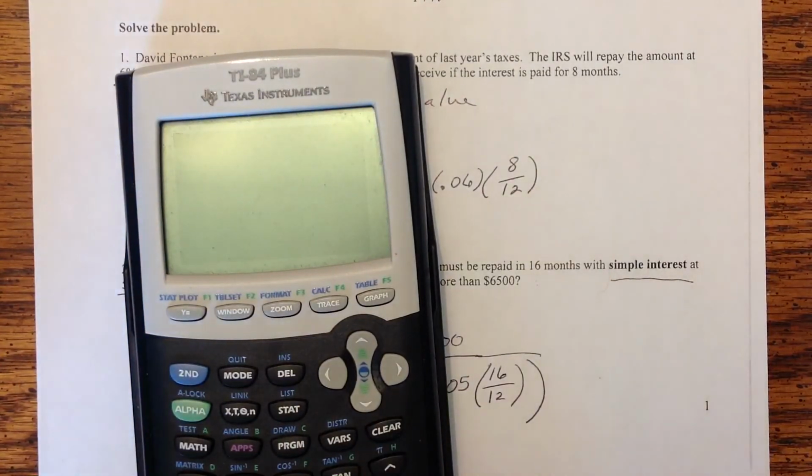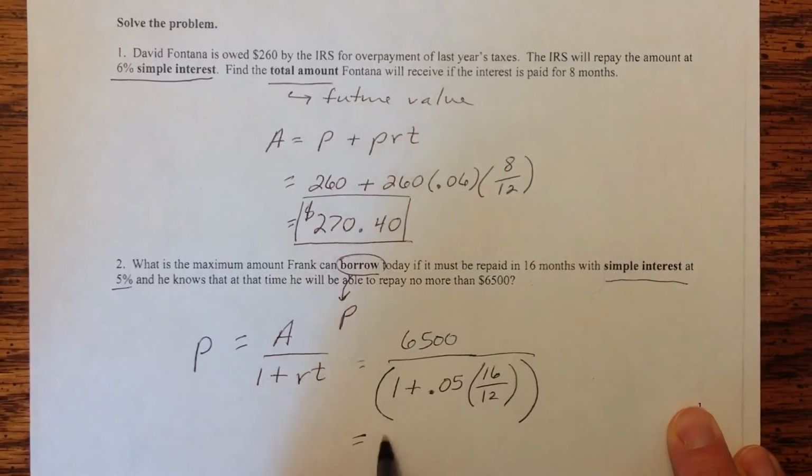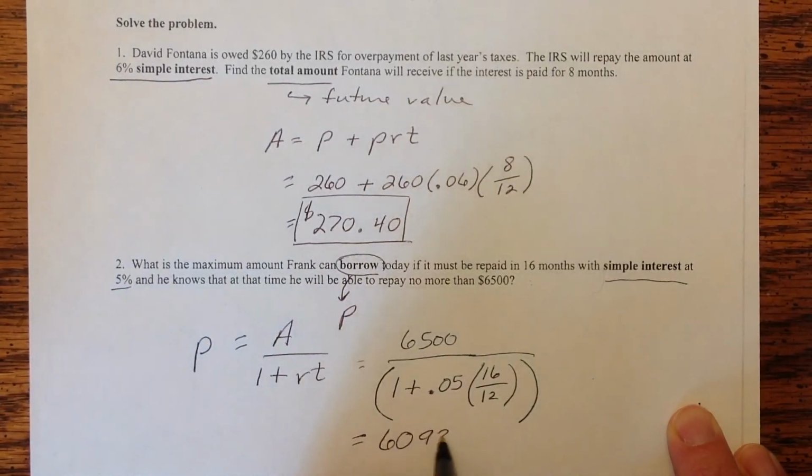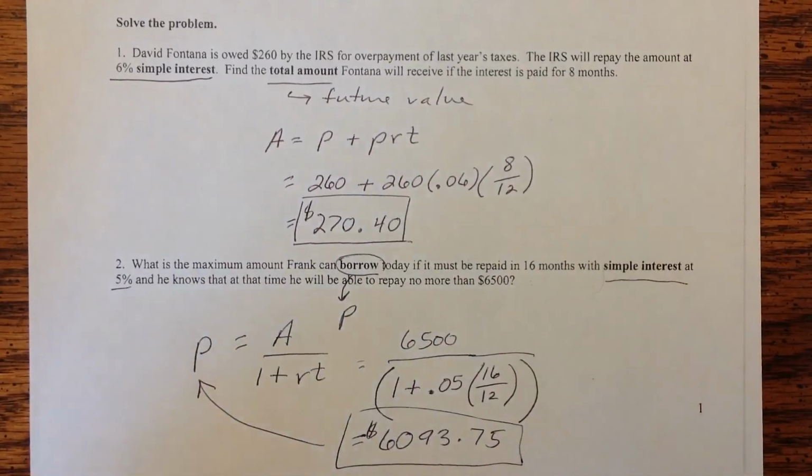We're going to take 6,500 divided by, we're going to throw in some parentheses to hold the entire denominator. We're going to do 1 plus 0.05 times 16 divided by 12. Close those parentheses and hit enter. So I get $6,093.75. So that is the principal. That's how much he can borrow so that he pays no more than $6,500 in the end.